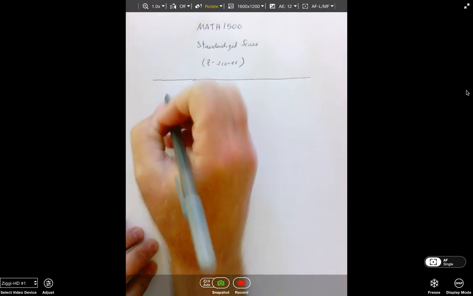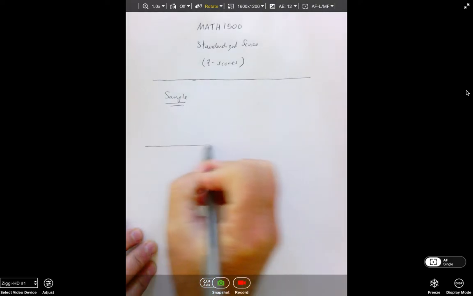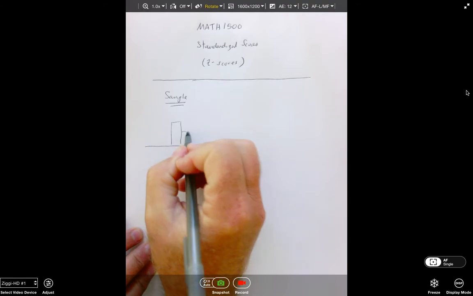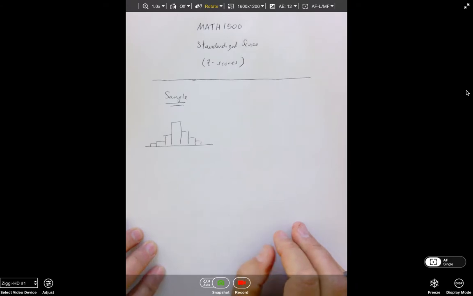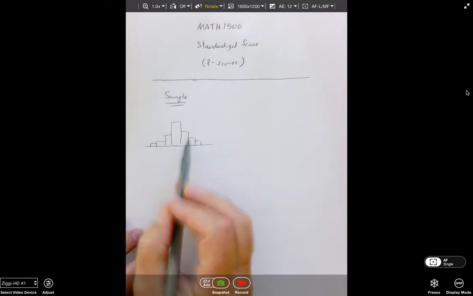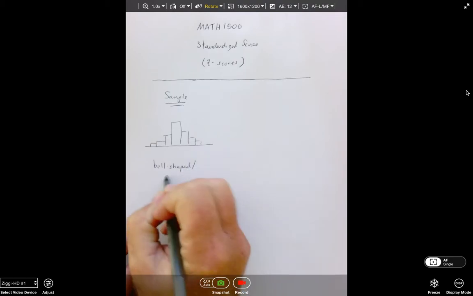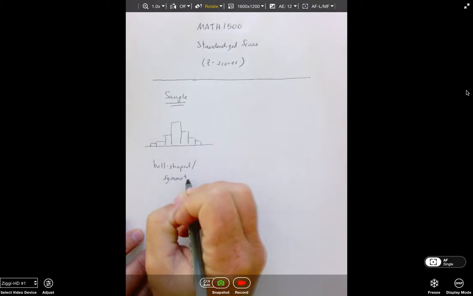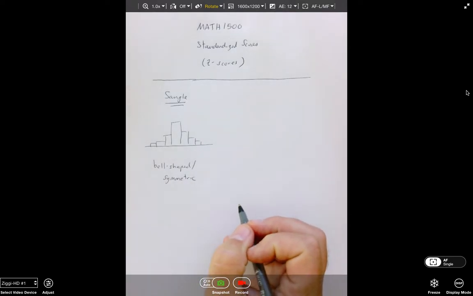If we go out and collect a random sample, one of the first things we may want to do is construct a box plot and maybe a histogram. Let's say that we construct a histogram for our sample, and we get something that looks like this. Without question, we would refer to this distribution as being bell-shaped and symmetric.